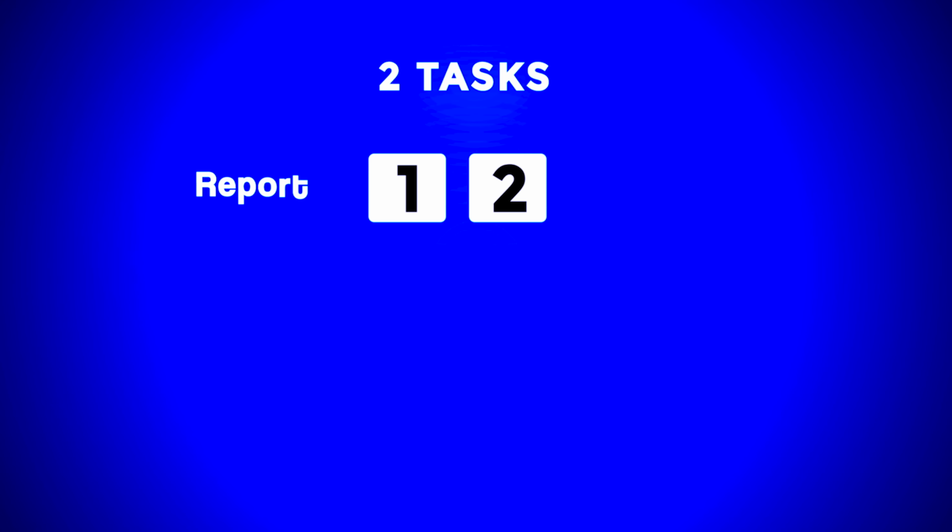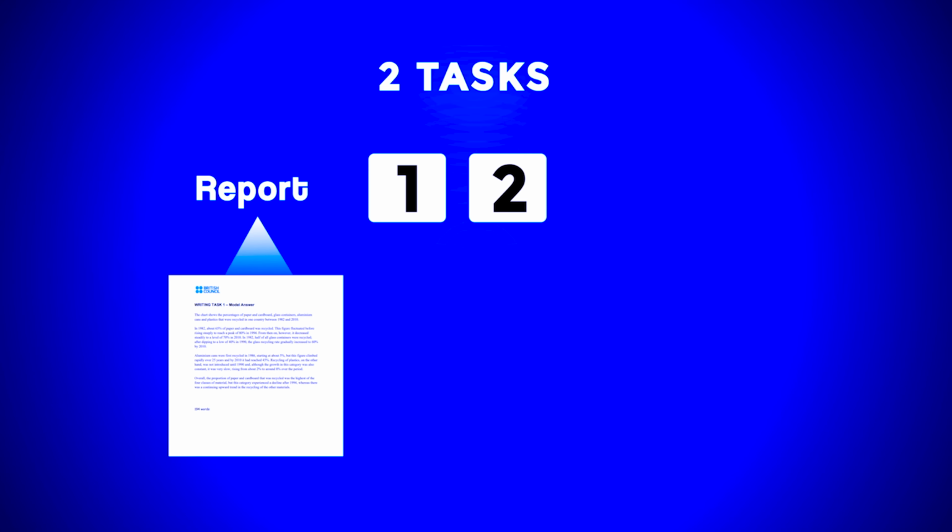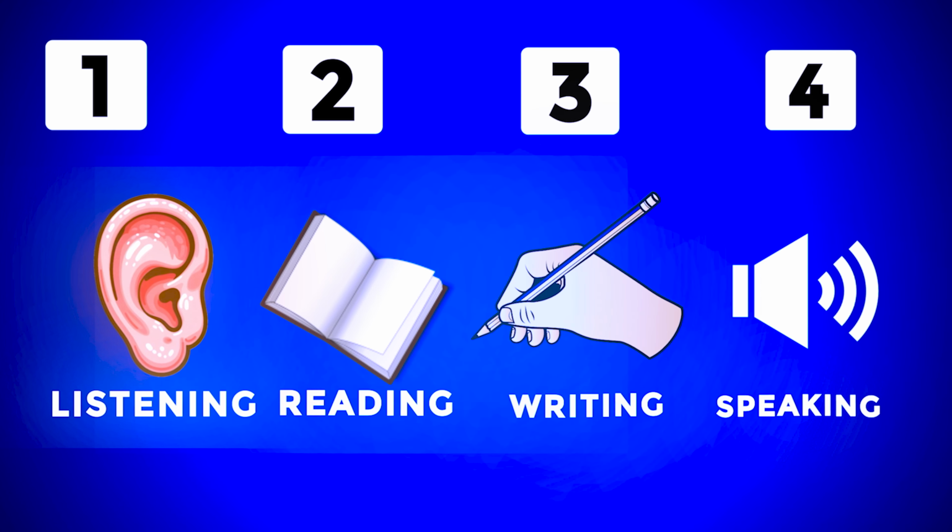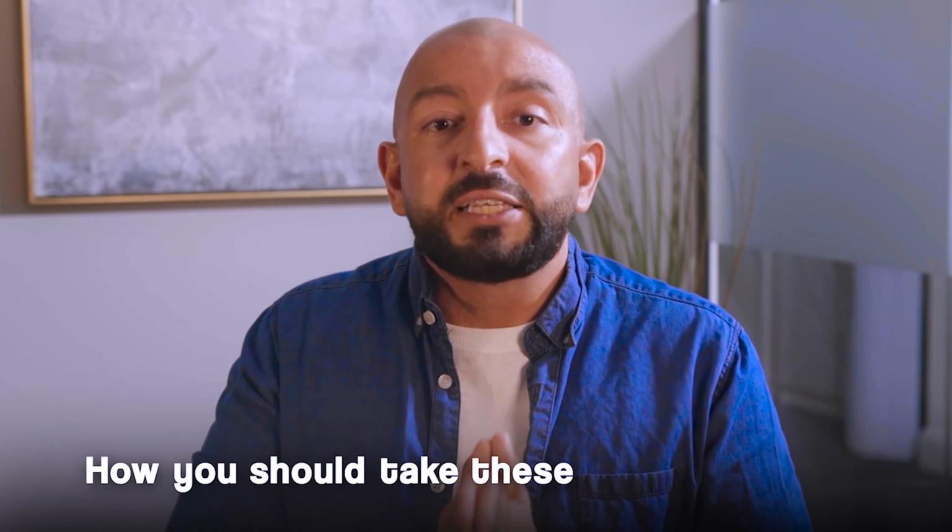Now the third section, writing, is also 60 minutes long, and here you will write 2 tasks. One is a short essay and the other involves describing or explaining some information. And the fourth section is the speaking test. The speaking test usually lasts about 11 to 14 minutes, and it is a face-to-face interview with an examiner. And here is how you should take these practice tests.